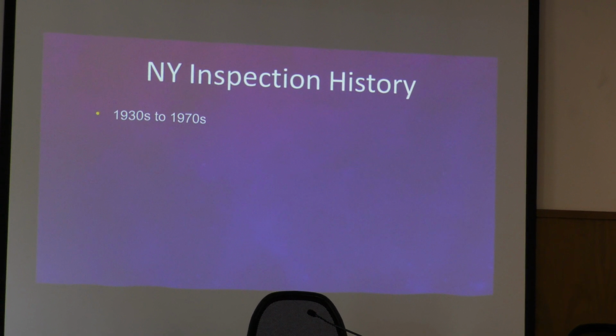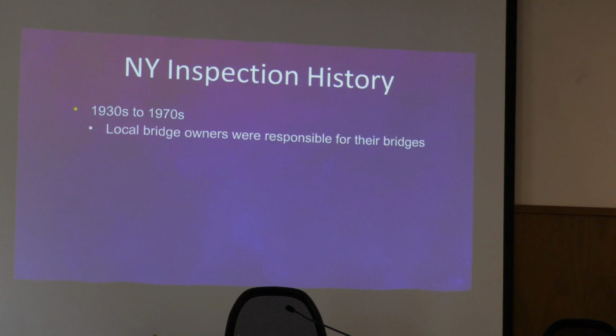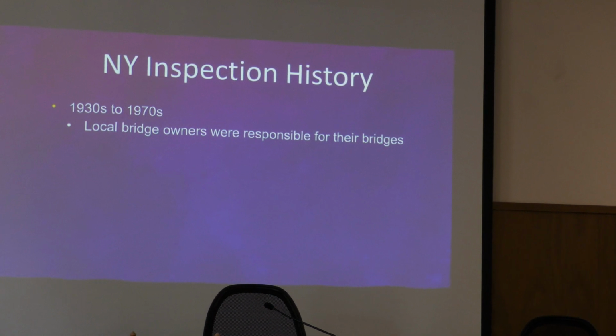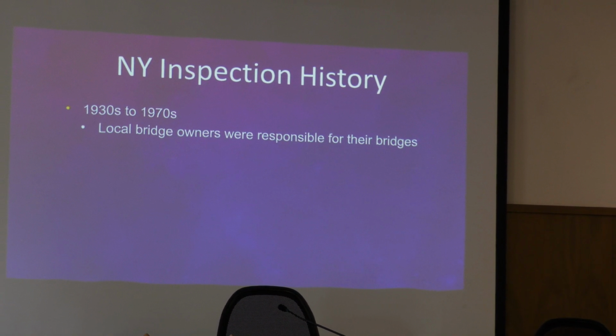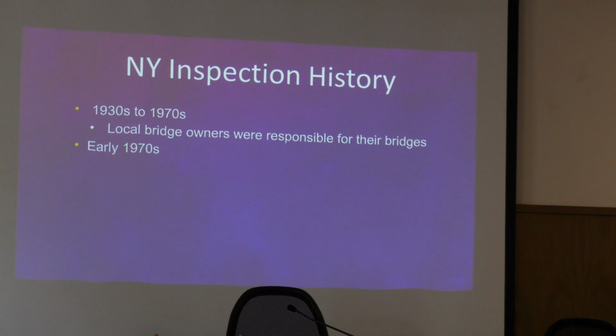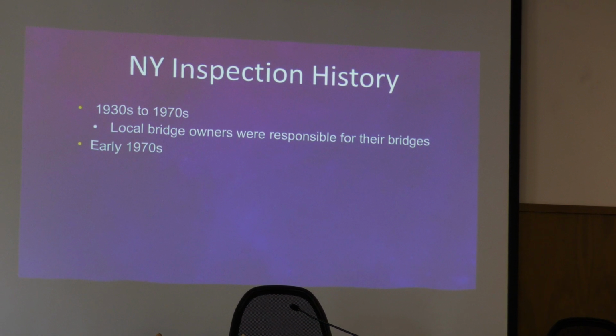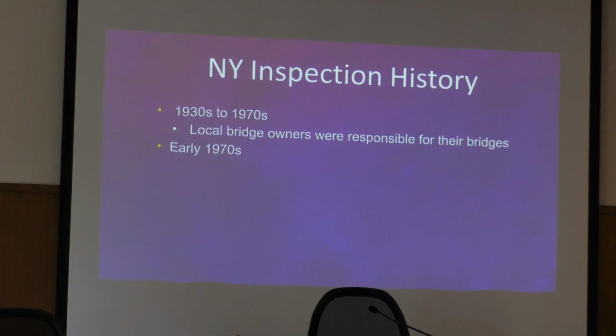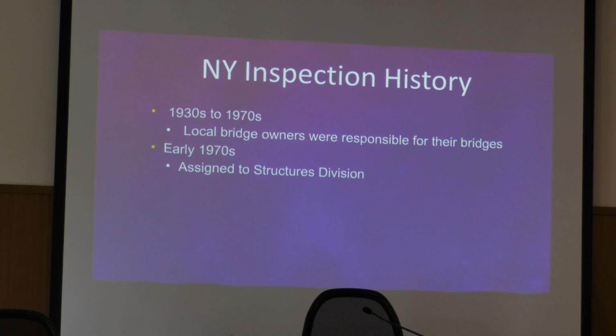So what really happened from 1930 to 1970 is bridges were unregulated. They were the local bridge owner's responsibility. There were no inspections on them. We just owned them and took care of them. In the early 1970s, we started to see bridges collapse around the United States, and legislation started to get put in place on both the federal and state level to deal with that.